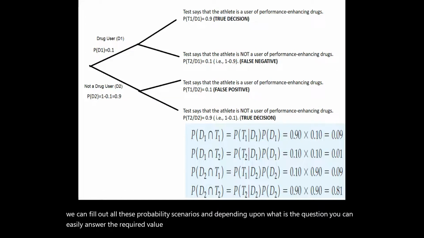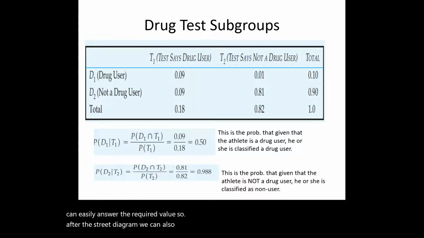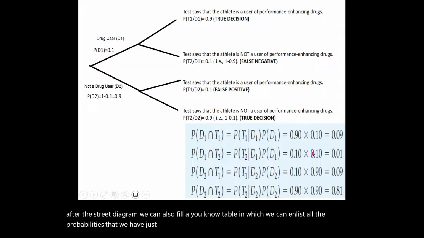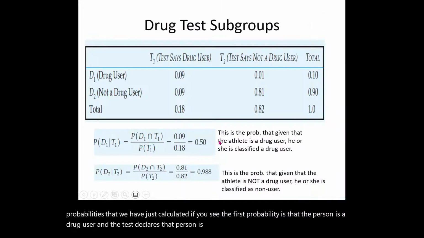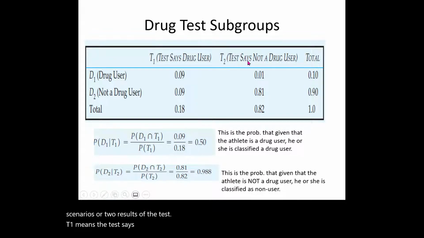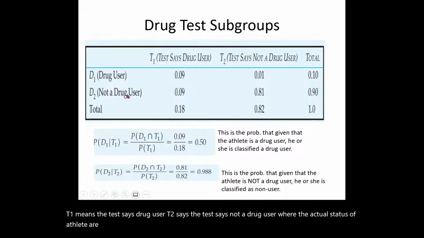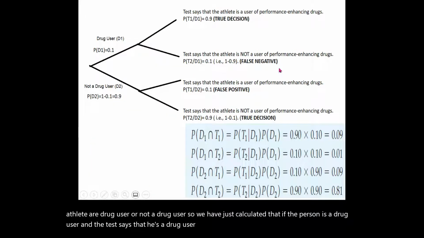So after this tree diagram, we can also fill a table in which we can enlist all the probabilities that we have just calculated. If you see, the first probability is that the person is a drug user and the test declares that person is a drug user. So if I make a 2 by 2 table, we have two results of the test. T1 means the test says drug user, T2 means the test says not a drug user, where the actual status of the athlete is drug user or not a drug user. So we have just calculated that if the person is a drug user and the test says that he is a drug user, it is equal to 0.09, right? D1 and T1.